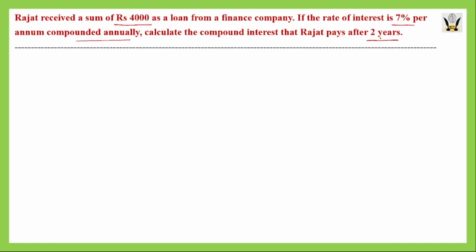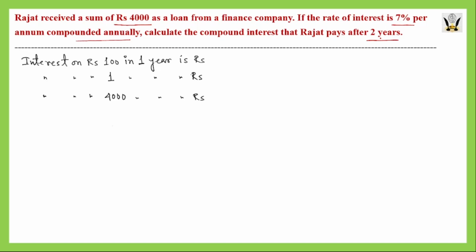To simplify this type of problem sum, we already have a formula available with us, but in today's class, the problem sums that we will be solving, we will not use those formulae directly. Rather, we will be simplifying these problem sums step by step in detail. So what we will do first is calculate how much is the interest, how much is the amount after 1 year. So rate of interest is 7% per annum. That means interest on rupees 100 in 1 year is rupees 7. So that's what we mean by 7% interest.